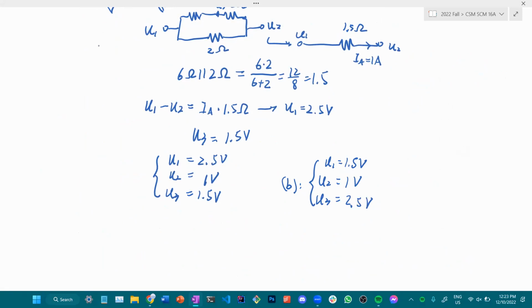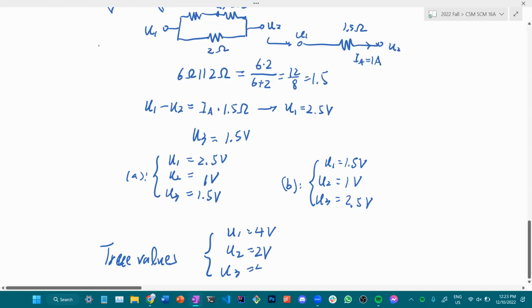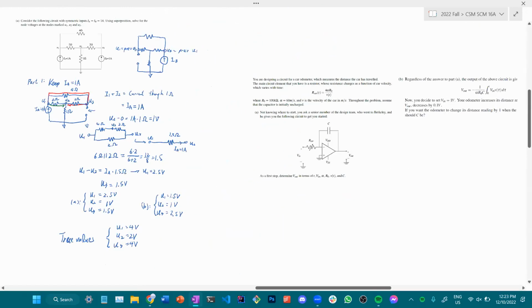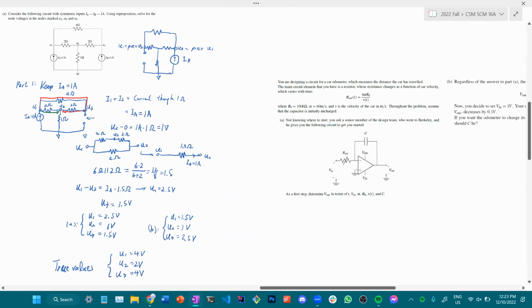which at the end, as we sum these voltages up, we'll be able to get that the true values of these quantities will be the added version of U1, U2, and U3, and in turn U1 is equal to 4V, U2 is equal to 2V, and U3 is equal to 4V. This is a quite complex circuit with 2 current sources, but we're able to solve it using the superposition algorithm.